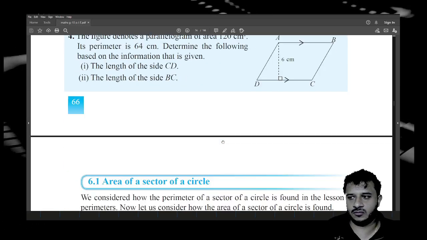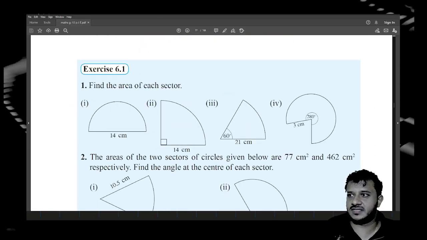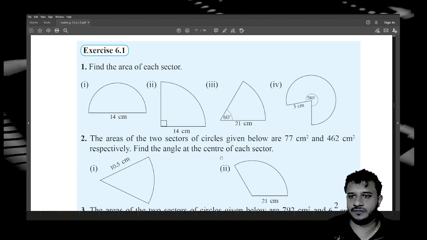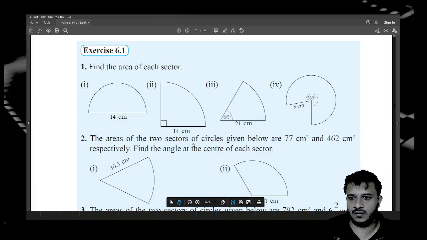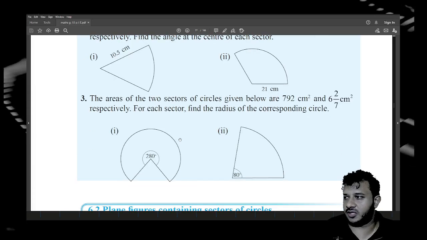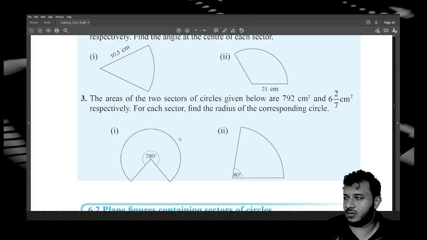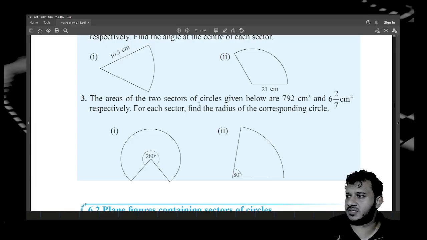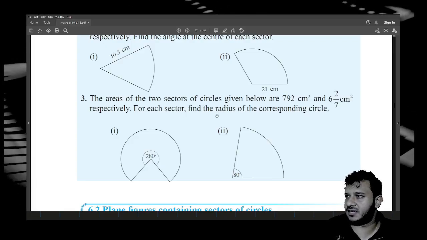No one? Okay. Then in that case, we are going to the next part, which is 6.1. Exercise 6.1. Any issues? Any doubts with it? No one? Sir, the third question. Which part was it, both of them? It is 6 2 over 7. That one, sir. The areas for two sector circles given below are this and this, respectively. For each sector, find the radius.